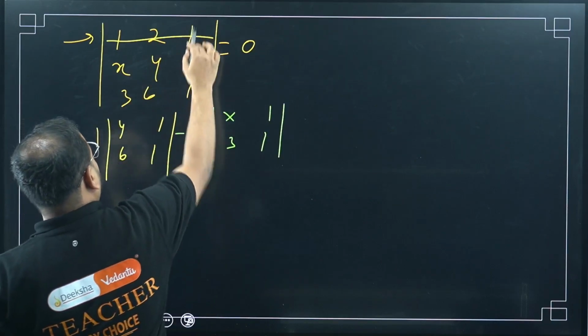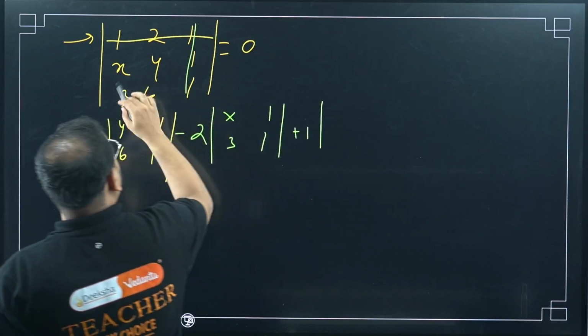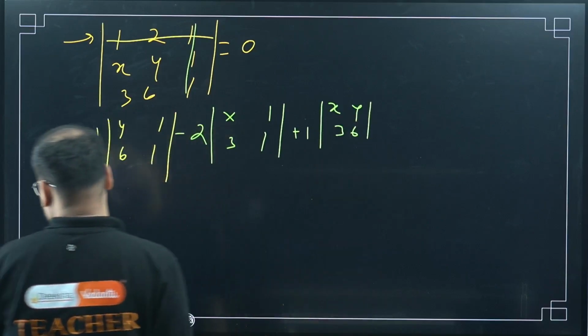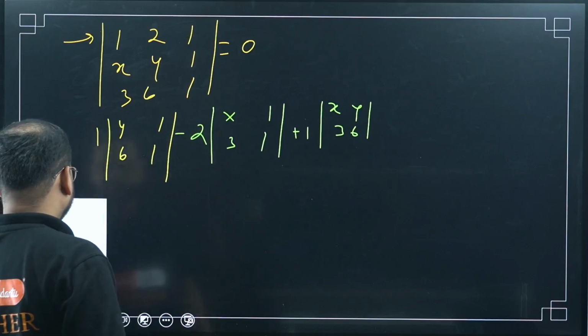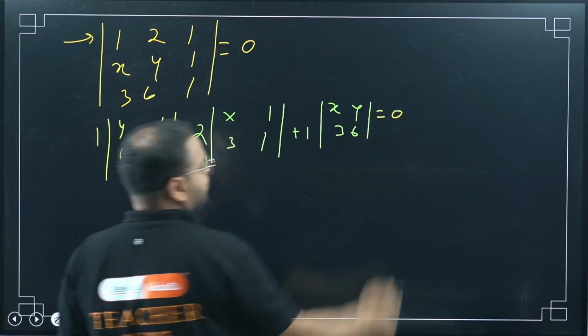Lastly, I'll cancel the last column. What I'm going to get? Plus 1 times of xy 3, 6. All right, so I hope this is clear. This part is clear. And this is equal to 0, obviously. No problem there.